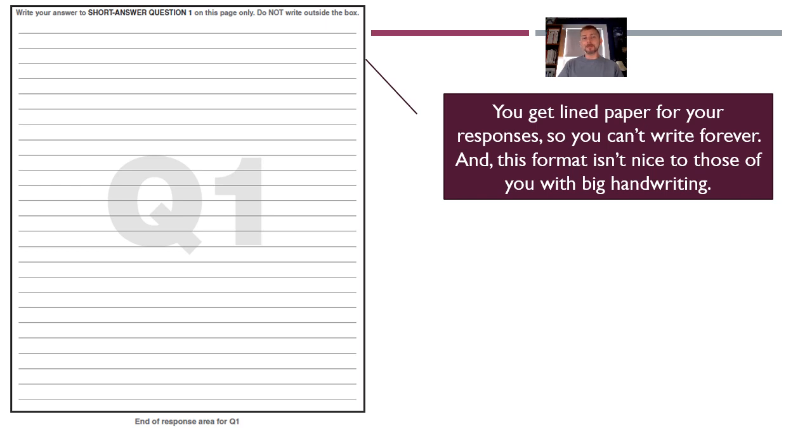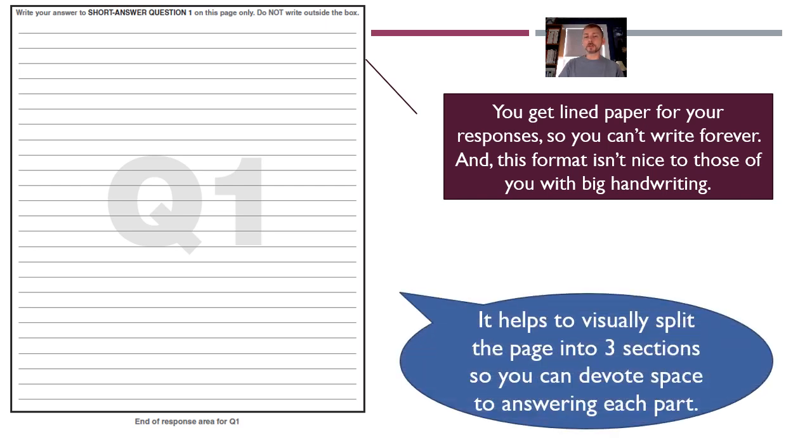Note that it's limited to that box labeled question 1. You can't write forever. You can't write until you've satisfied everything you know about the answer. It's called short answer for a reason. So you have to get to the point, and you have to get to the point quickly without wasting space. This format is also kind of mean for those of you who have big handwriting. So if you are one of those folks who writes really large, this is not in your favor. You're going to have to modify your handwriting a little bit. Or choose your words really carefully.